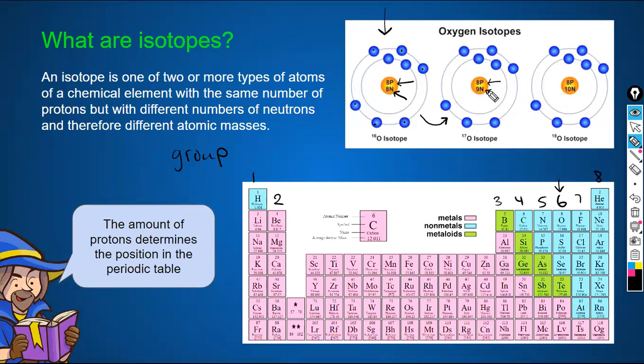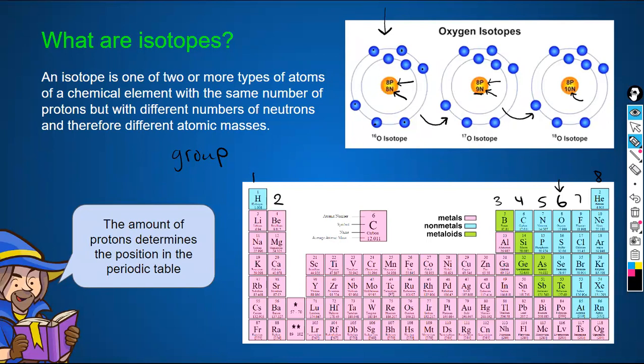But what is the difference? The only difference is this time he has how many neutrons? He has 9 neutrons. And then there's another type of oxygen. It still has 8 protons, but this time it has 10 what? Neutrons. What's the only thing that is changing between these different types of oxygen? The only thing that is changing is the amount of neutrons. So you call these isotopes.